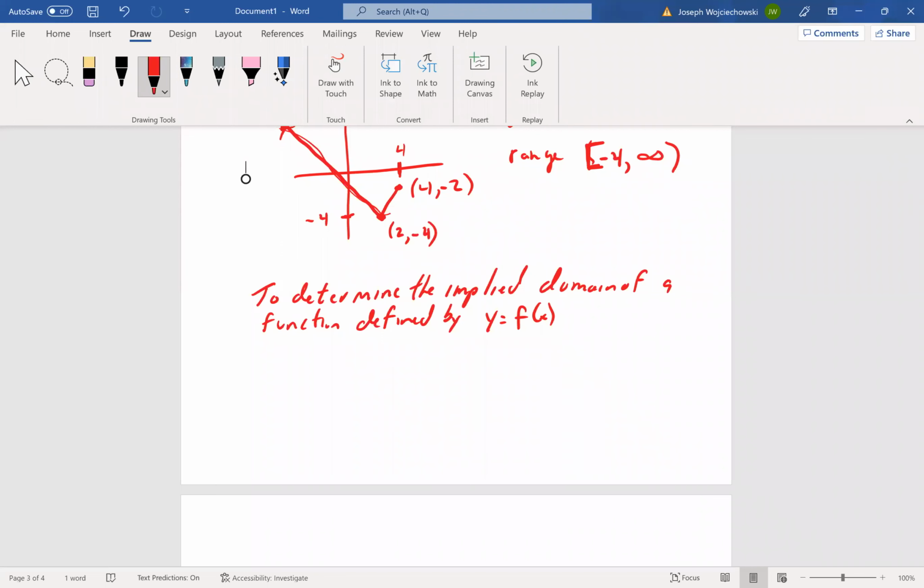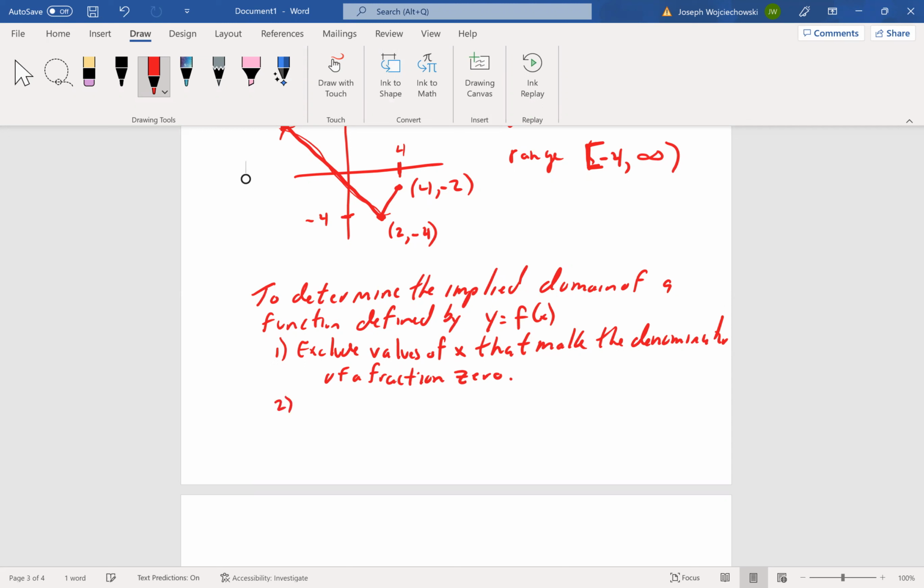There's two things we need to take into account. First, exclude values of x, because we're talking about domain only here, that make the denominator of a fraction 0. And remember, we cannot divide by 0.